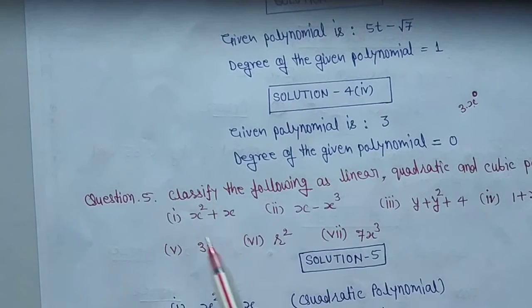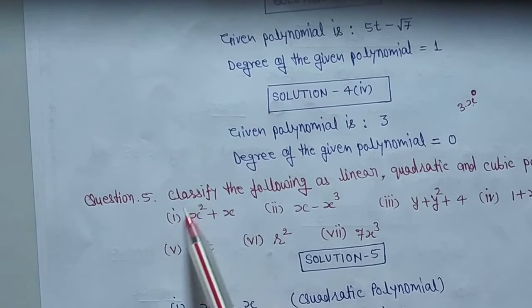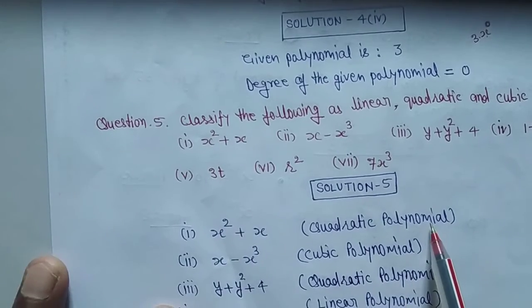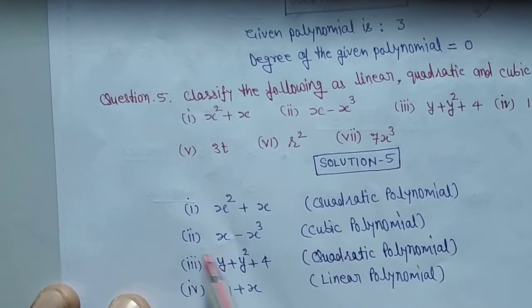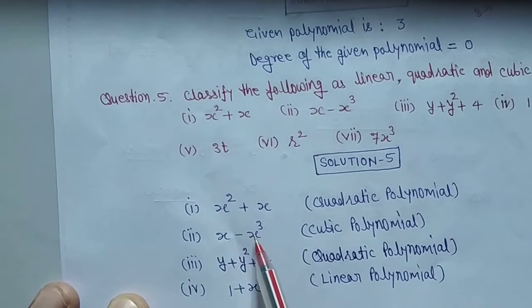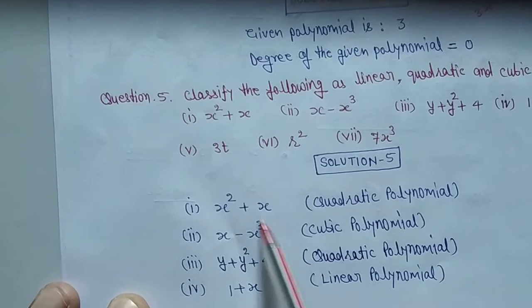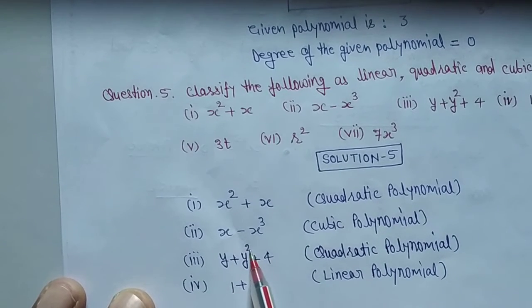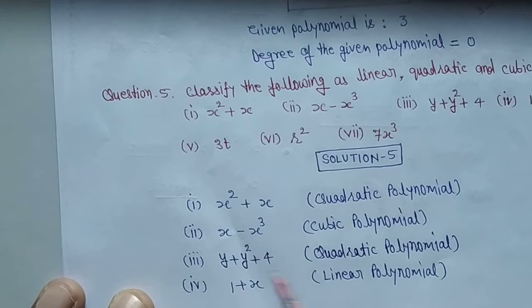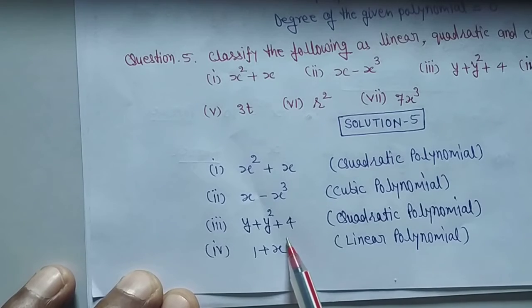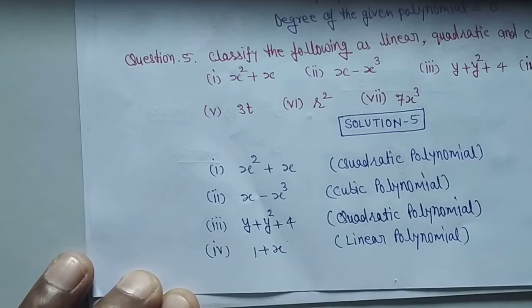So this is first part, x square plus x. The degree of this polynomial is 2, so it is a quadratic polynomial. X square plus x, this is a quadratic polynomial. And second part, x minus x cube, the highest power of this polynomial is 3. We say that the degree of this polynomial is 3, so this is a cubic polynomial. Degree of this polynomial is 2, highest power is 2, so this is a quadratic polynomial. Degree of this polynomial is 1, that is highest power of this polynomial is 1, so this is a linear polynomial.